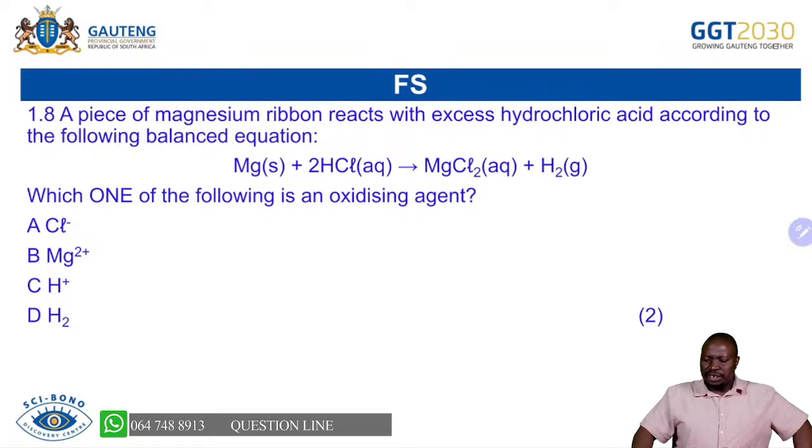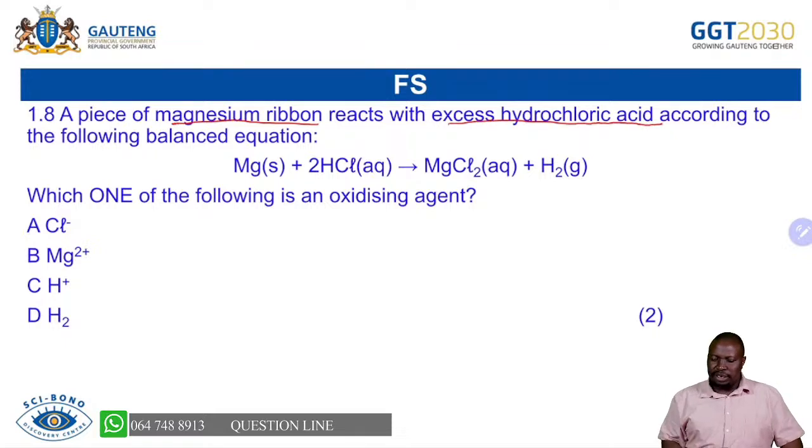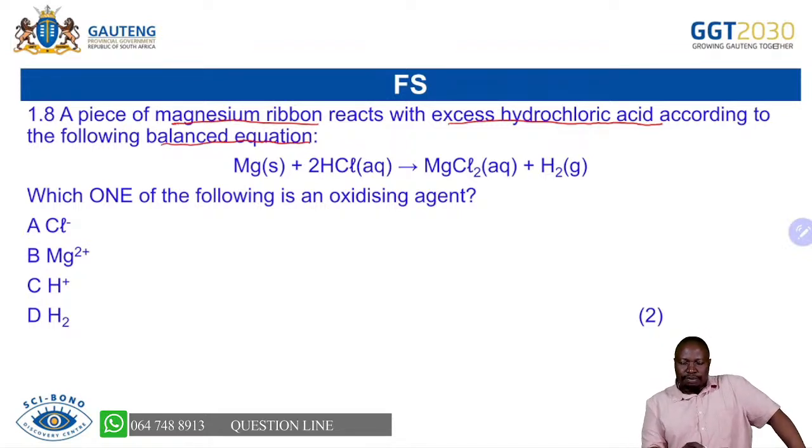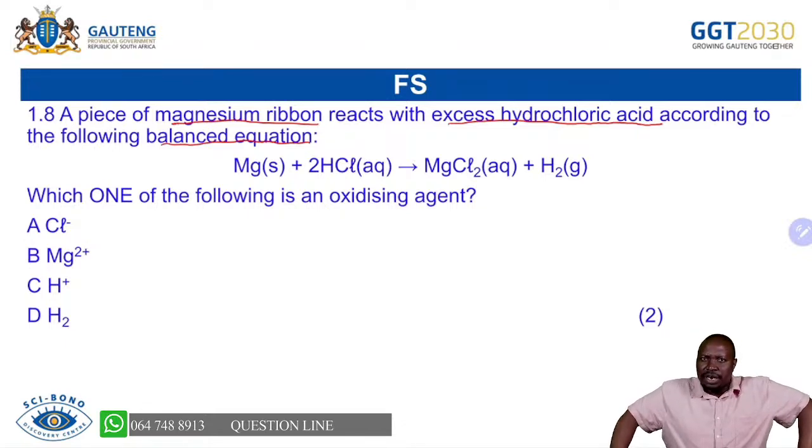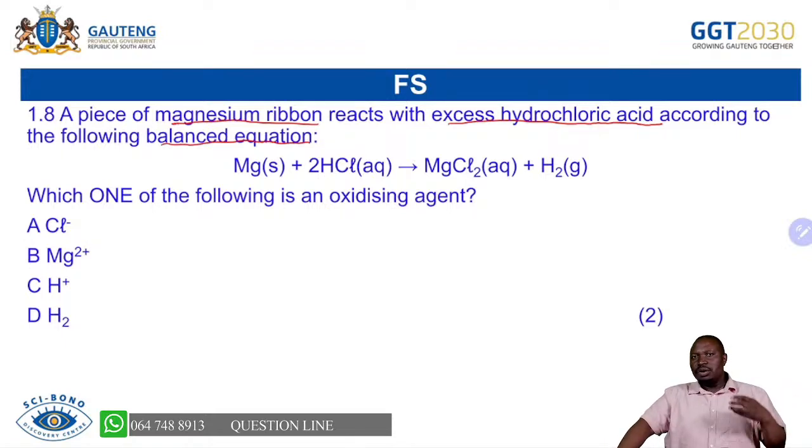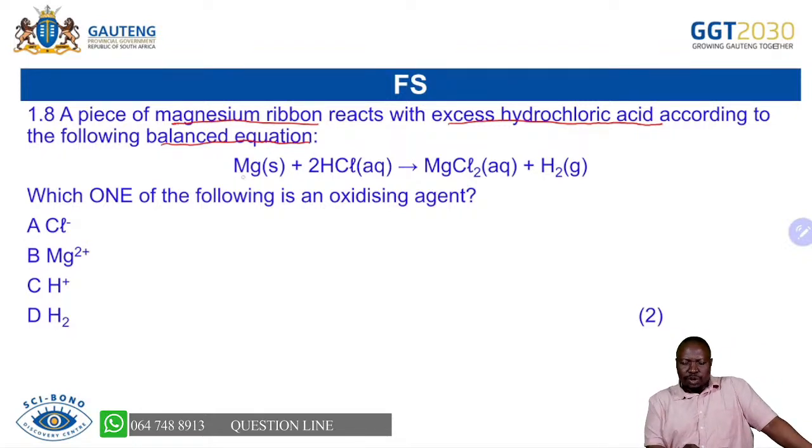Now, when you look at your galvanic cell, we're saying a piece of magnesium ribbon reacts with excess hydrochloric acid according to the following balanced equation. We are saying now a piece of magnesium. You can see it's magnesium, and you will have seen this type of reaction when we were dealing with rates of reactions. So the same reactions can be used in rates of reactions, and can be used in redox reactions.